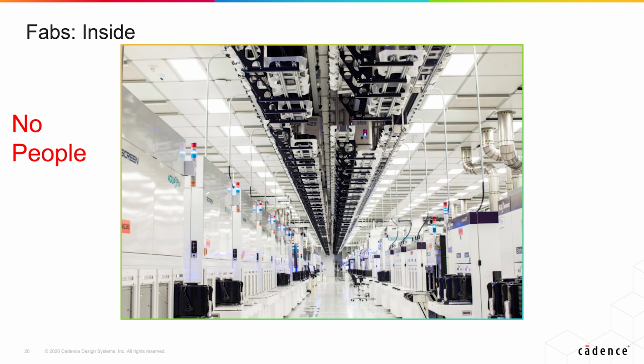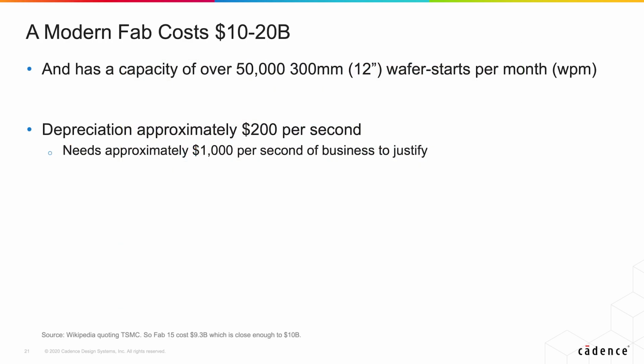On the top of the picture, you can see those things. Each of those holds 25 wafers, and they move around automatically and move the wafers between machines. And they're expensive. A modern fab costs $10 to $20 billion, and it'll make about 50,000 300 millimeter wafers every month. Wafer starts per month is kind of how you measure how big a fab is.